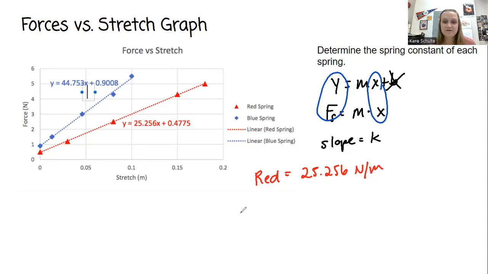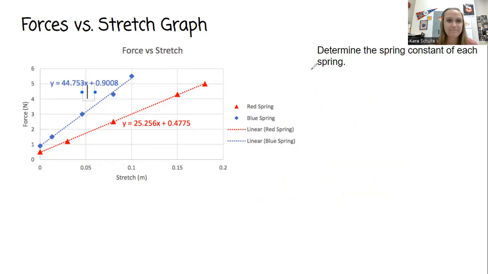And then our blue spring is 44.753 newtons per meter. So the slope of this graph just represents our spring constant. All right, one more example here.